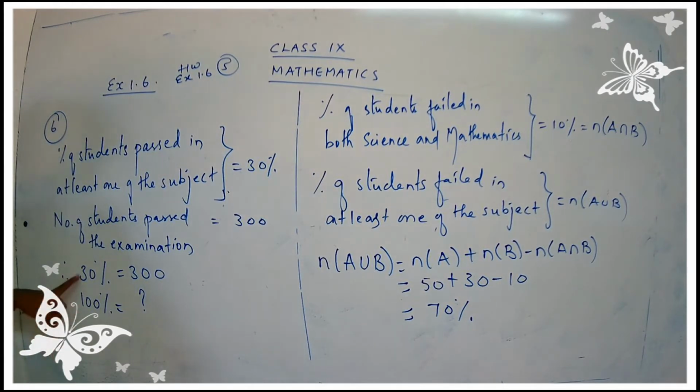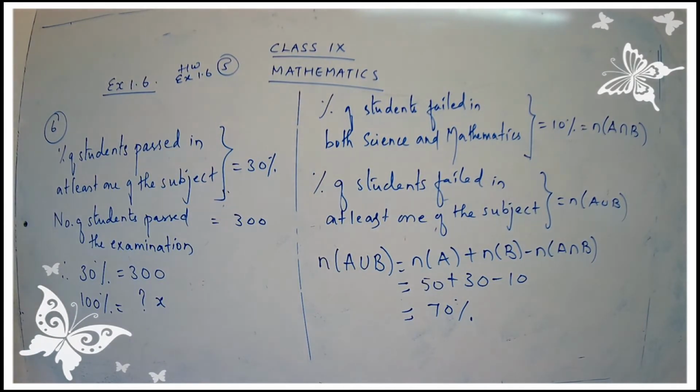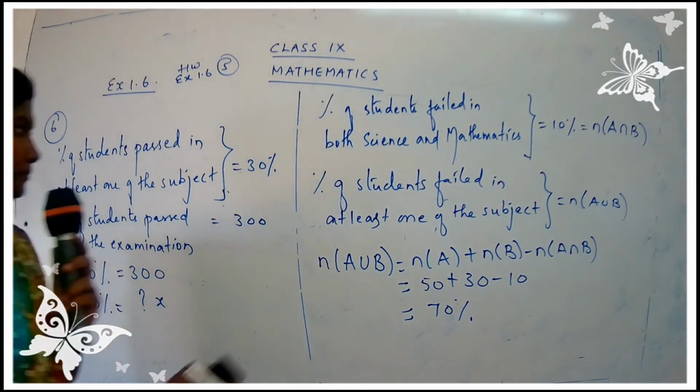So write down the statement in this format. 30% is equal to 300. For 100% I don't know. So I have to find out. So I am going to put here x. The unknown value I am going to take as x. Okay, now let's move to the further step.